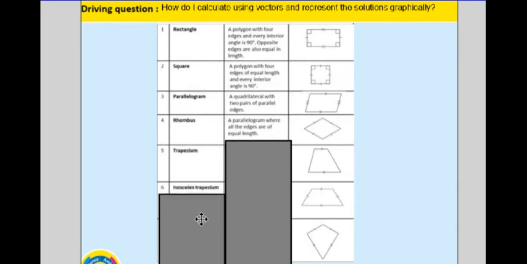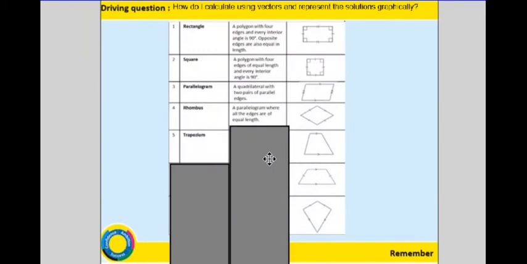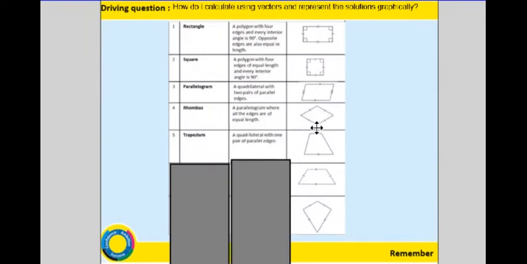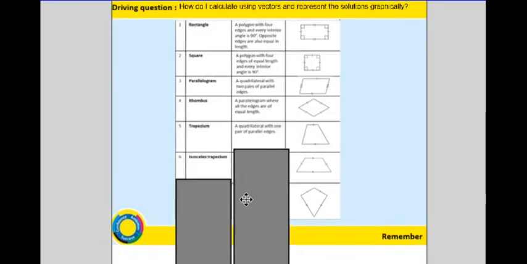Then we have a trapezium. How many parallel sides does a trapezium have? 1 pair of parallel sides. This one and this one. Then next we have an isosceles trapezium, which is a trapezium with 1 pair of parallel sides, and the other 2 edges are the same length. We'll stop there because those are really the only types of quadrilaterals that you need for this lesson.